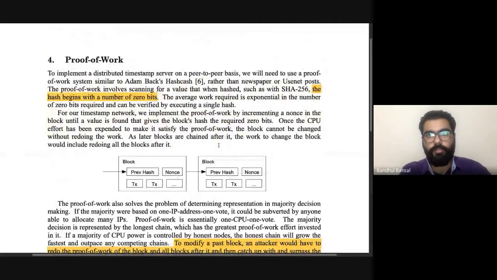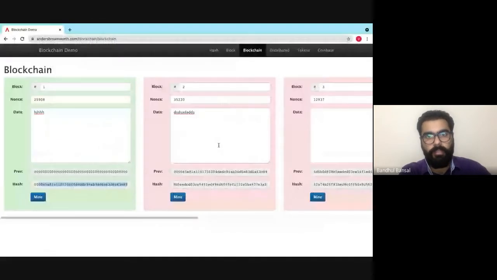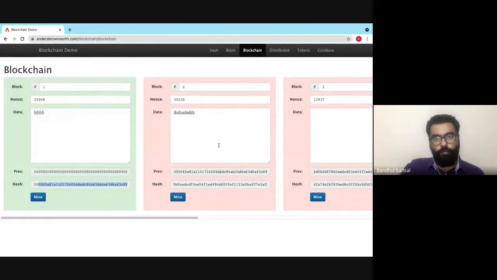Proof of work. Now this is a bit complicated. Let me try and explain it to you using this example here. Proof of work in itself states that what we need is the proof that a particular work has been done, right? So what is the work here? The work here is adding the transactions in the block, and adding a block to the chain is work.